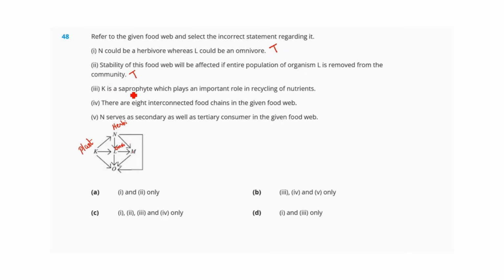K is a saprophyte, which plays an important role in the recycling of nutrients. No, K is a plant. This is wrong. K is a plant. Right. So this is a false statement.